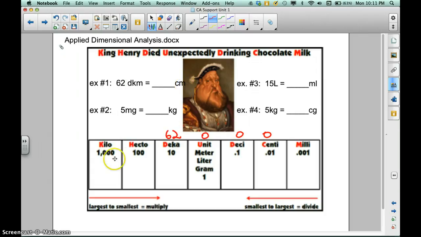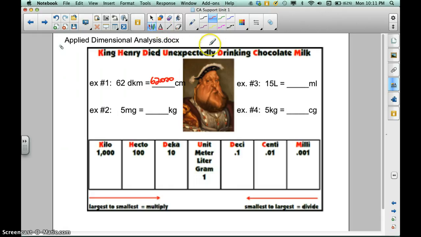So we have 62,000 centimeters, and that's all you have to do. It feels like a trick, but the idea is there's that many centimeters in a decameter, and all you're doing is multiplying. All right? If you're going from larger to smaller, you multiply. If you're going from smaller to larger, you divide. It's kind of easier just to fill in the zeros. Let's try another one.